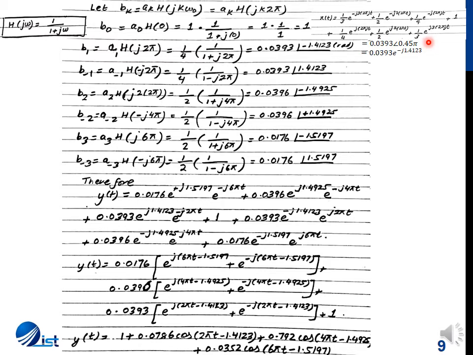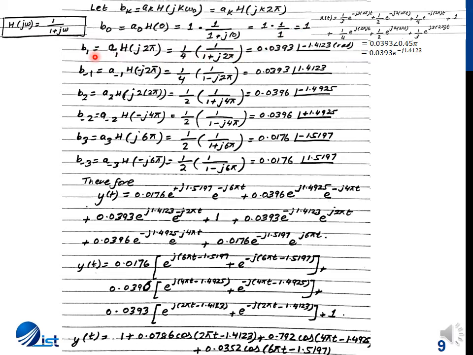So B is going to be determined from minus 3 to plus 3, or for minus 3, minus 2, minus 1, 0, 1, 2 and 3, which are the same frequency terms as the input. So B naught is A naught into the frequency response evaluated at 0 frequency. From the previous slide, we know that frequency response H(jω) is given by 1 by 1 plus jω. So we'll replace ω by 0 and we get 1 into 1, which is equal to 1. So the coefficient B naught is 1.